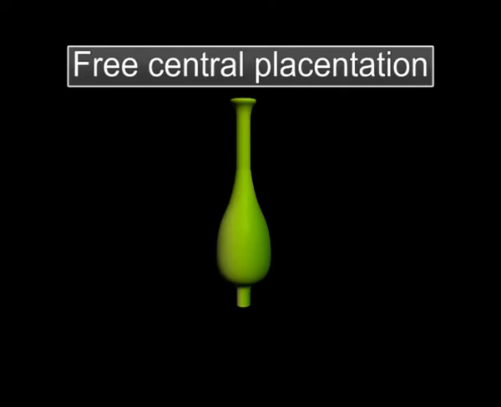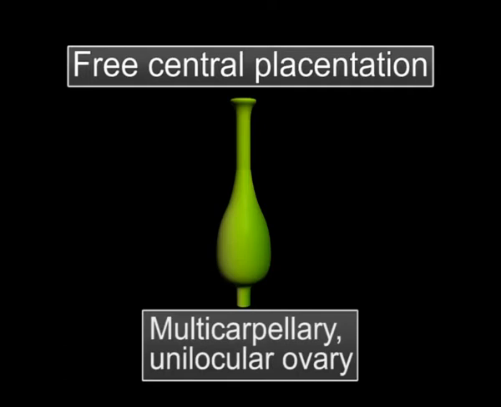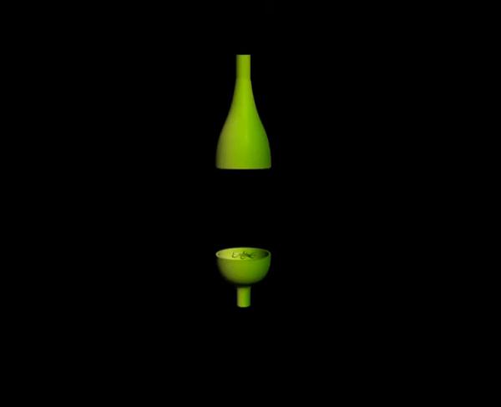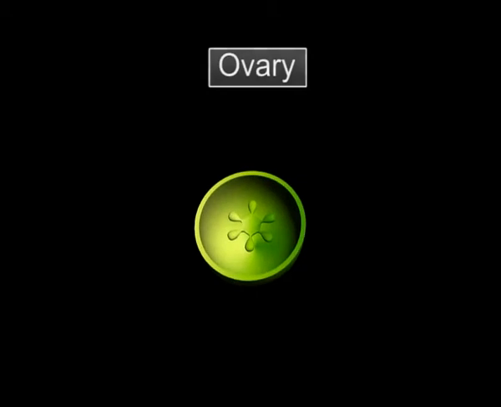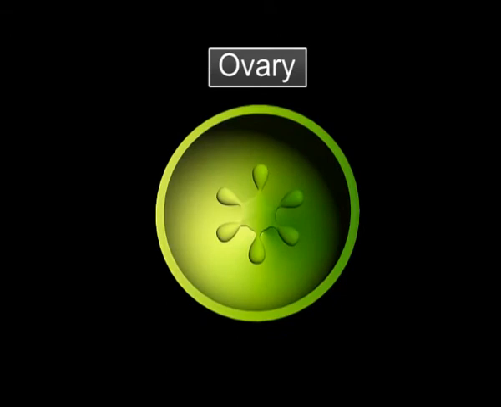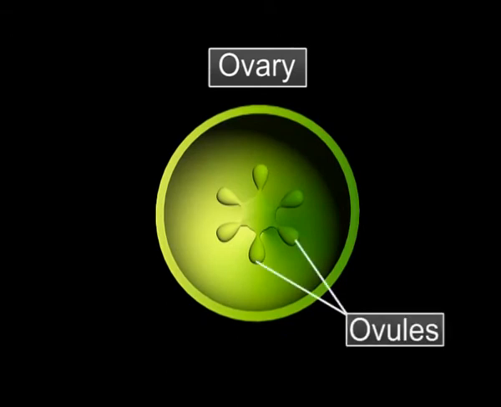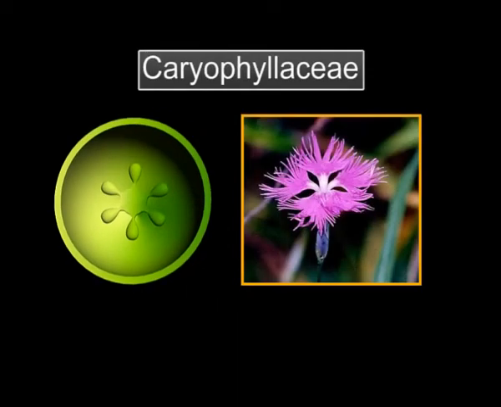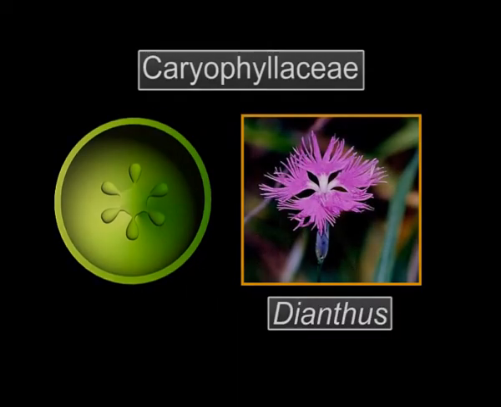Free central placentation occurs in multicarpellary but unilocular ovary. Here the carpels are fused only by the margins. This visual shows a central column in the ovary. Attached to the column are the ovules, and these ovules have no connection with the ovary wall. This is characteristic of family Caryophyllaceae and is found in dianthus.